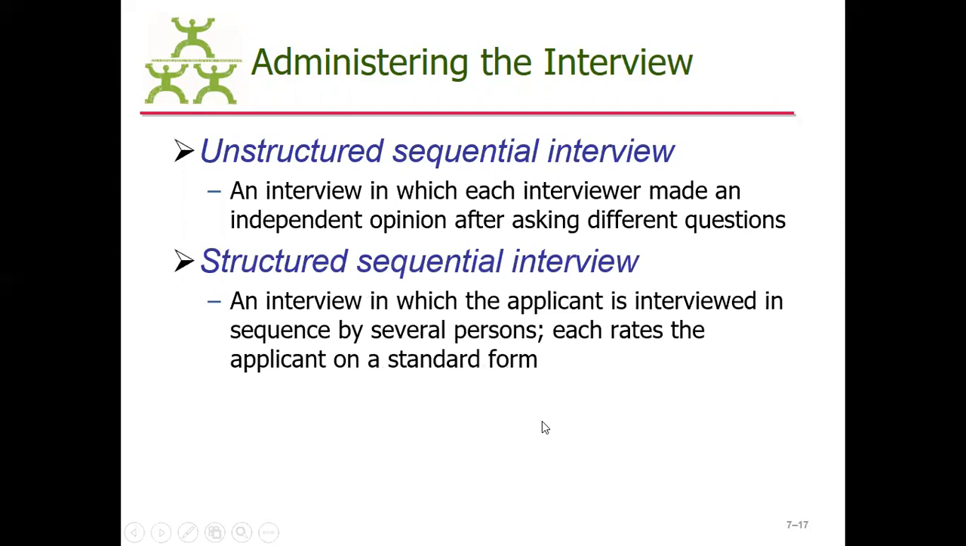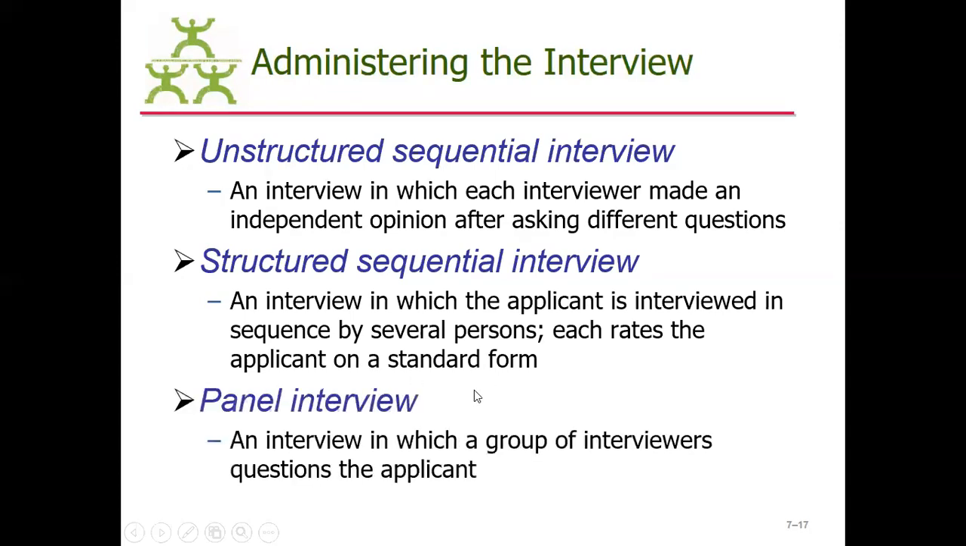An unstructured sequential interview is an interview in which each interviewer makes an independent opinion after asking different questions. And a structured sequential interview is an interview in which the applicant is interviewed in sequence by several persons. Each rates the applicant on a standard form. So we have discussed these two types of interviews earlier. Let's talk about the panel interview.